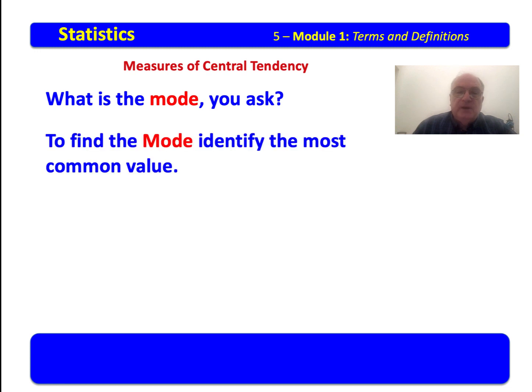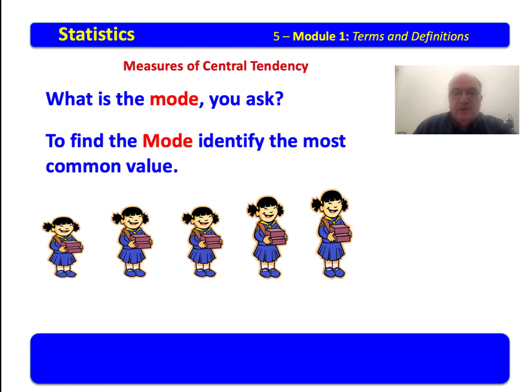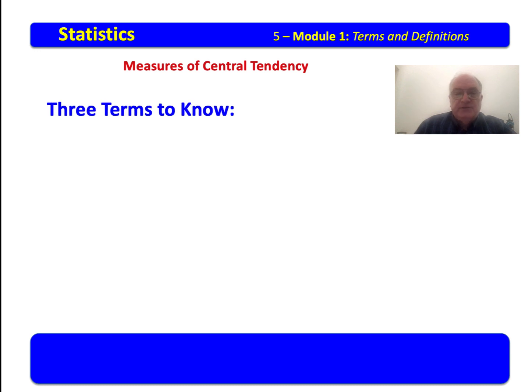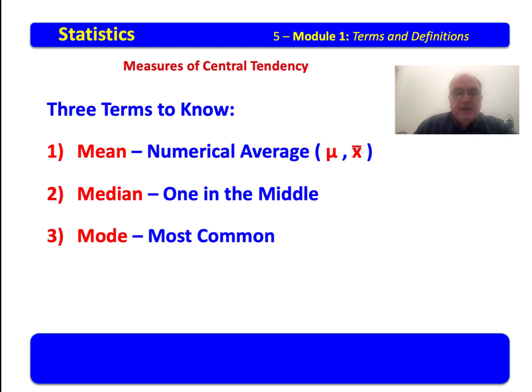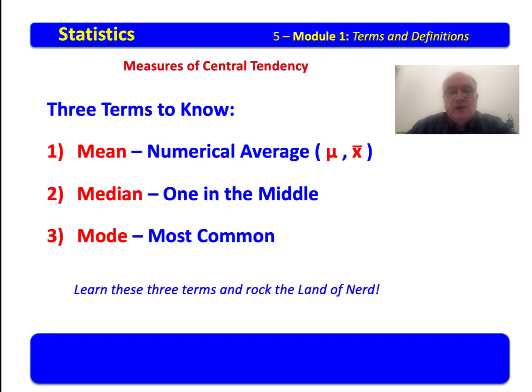And the mode is the most common value. Which one of these heights is the most common? Those two right there are the most common. They're the same height. So the mode is the value that occurs most often. These three terms to know: the mean, which is the numerical average. For the population, it is the Greek letter mu. And for the sample, it is x bar. The median is the one in the middle. And the mode is the most common. You learn these three terms and you rock the land of nerd.